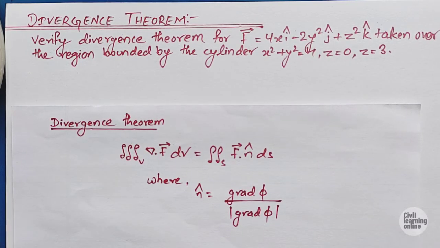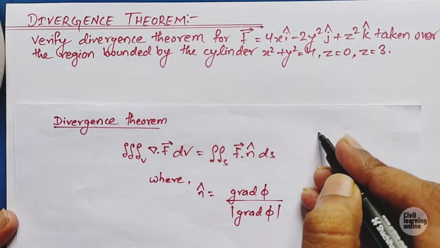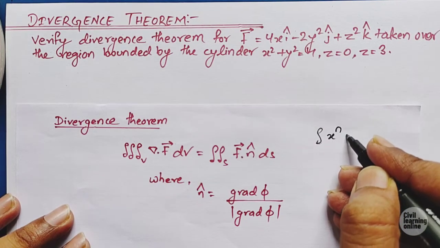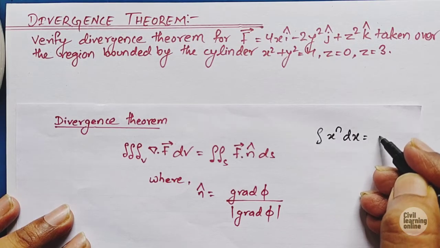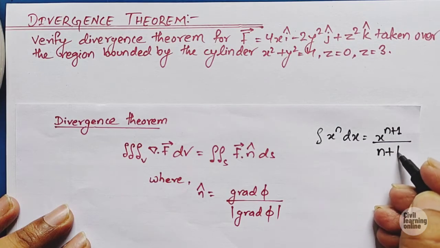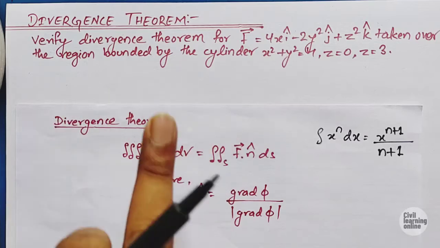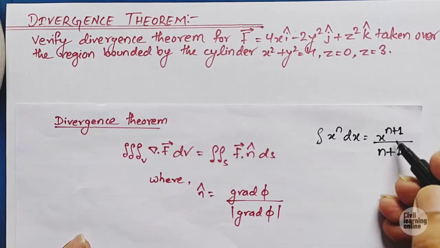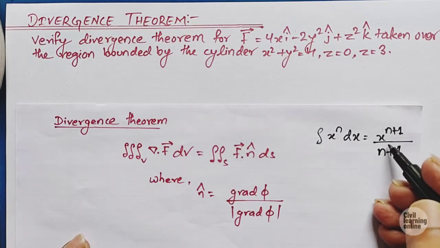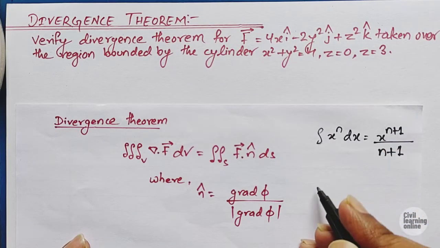Now one must know some basic integration. The integration of x to the power n dx will be equal to x to the power n plus 1 divided by n plus 1. Here I am writing some formulas which we will need in this numerical. The same will be the case for y also, that is, the integration of y to the power n with respect to y will be y to the power n plus 1 upon n plus 1. Similarly for z also.